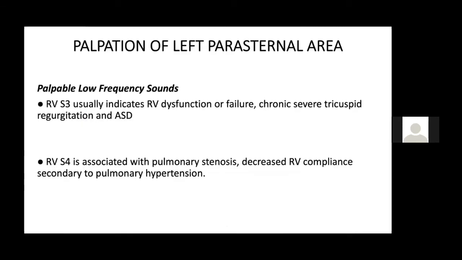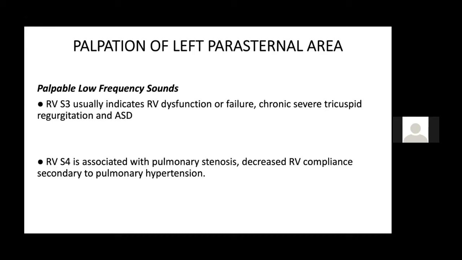Now, apart from this, coming to the other palpatory findings, we can even palpate the heart sounds. As I already told, there are low frequency sounds like the S3 and S4, which can be palpated at the left parasternal area. When you are able to palpate an RV S3, it always suggests RV dysfunction or RV failure, meaning the patient has severe tricuspid regurgitation or atrial septal defect. When you get an RV S3, you will invariably get a prominent Y descent in the JVP. This usually suggests RV failure.